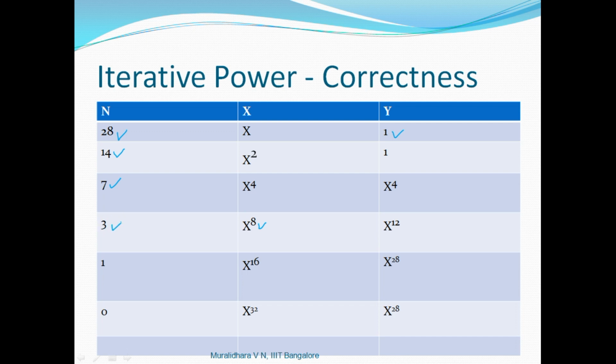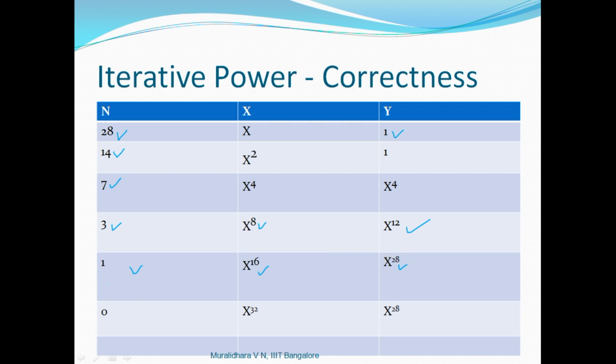3 is an odd number, so y will be updated to y into x, that is x to the power 4 into x to the power 8, which is x to the power 12. In the next iteration, n becomes 1, x will be x to the power 16. Now this is 1, so I have to multiply x to the power 16 with x to the power 12, so this becomes x to the power 28.